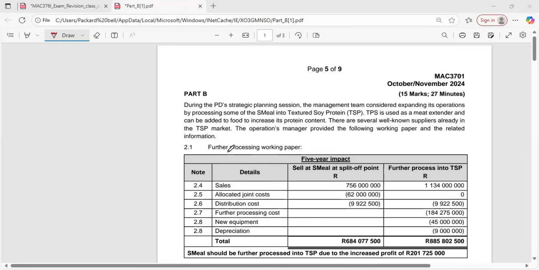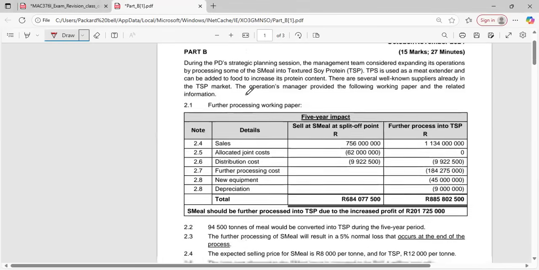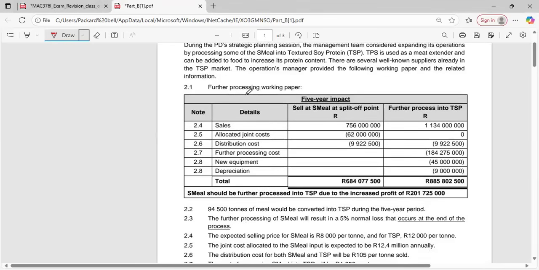Further processing working paper. Who did this one? This was done by the operation manager. Then this is the further. This is what the guy did. There is going to be a sale of S-meal at split off point and further processing S-meal into TSP. So these are the working papers which the guy did. He has sales, allocated joint cost, distribution cost, further processing cost, new equipment.